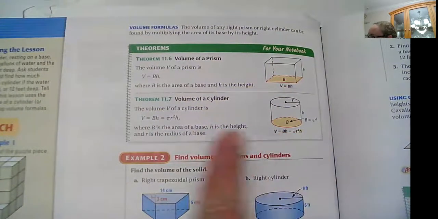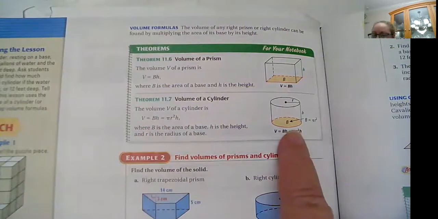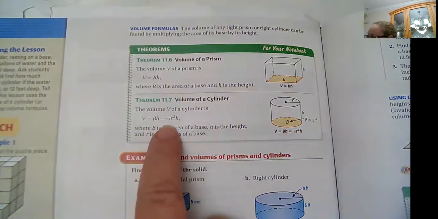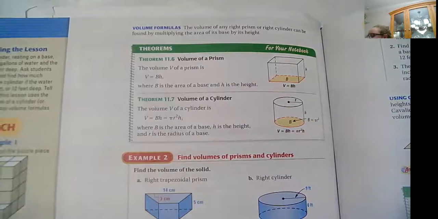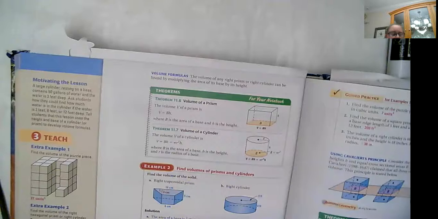For the volume of a cylinder, it's the same thing, base area times the height, but the base area is a circle. To find the area of a circle, you need pi r squared. So pi r squared times the height gives you the volume of that cylinder. Whenever you find the volume of any shape, it's always dependent on whatever the shape of the base is.